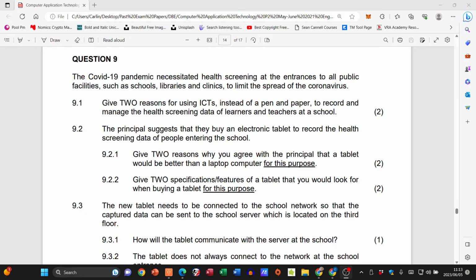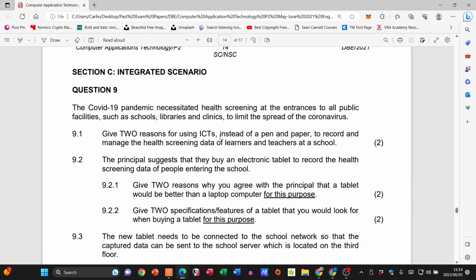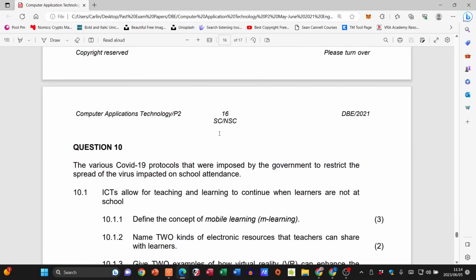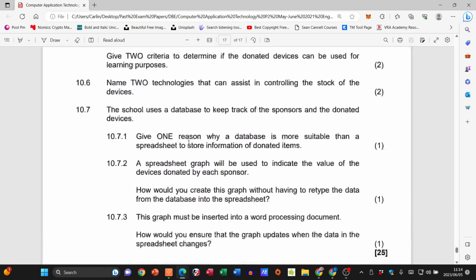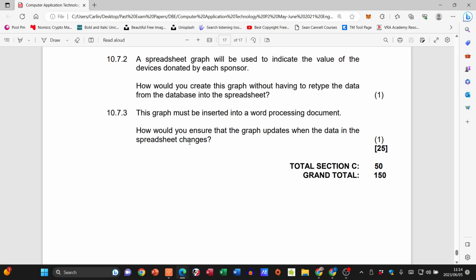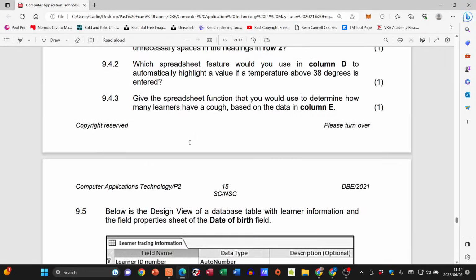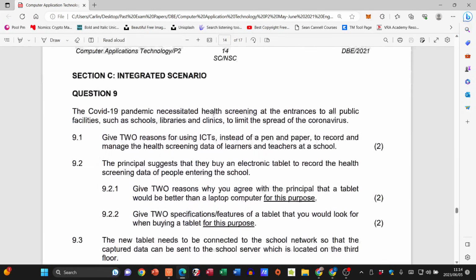And now we get to section C, the one that causes the most problems, the integrated scenario. So this is question 9. You can see it's just one question, and we've got 25 marks, and then question 10 as well with 25 marks. Sometimes this does come up as one question, so don't be surprised if you've only got one question or if they've split it as 2. I think in the 2022 one, it's 50 marks, but yeah, it can differ. Okay, let's go through this.